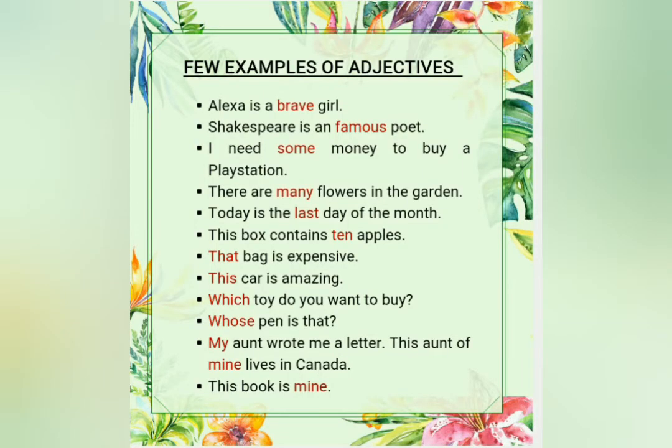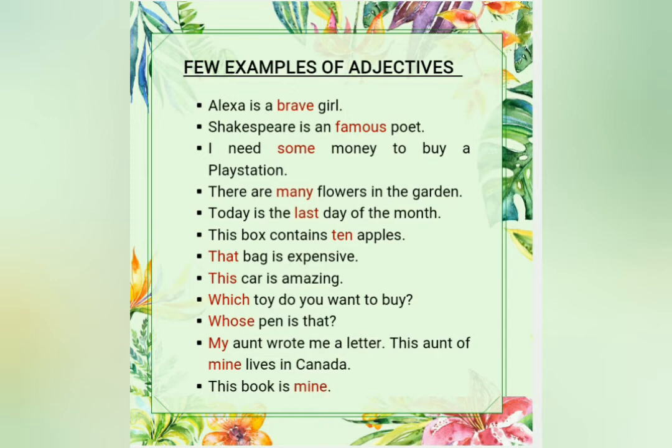Let's see a few examples of adjectives to make all the kinds clearer. Here the words in maroon color are the adjectives. Alexa is a brave girl. Here the adjective tells the quality of the girl, so it is an adjective of quality. Shakespeare is a famous poet. In this sentence, we know what type of poet Shakespeare is, so it tells the quality of the poet.